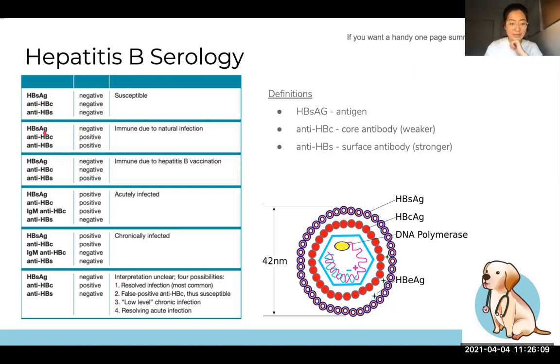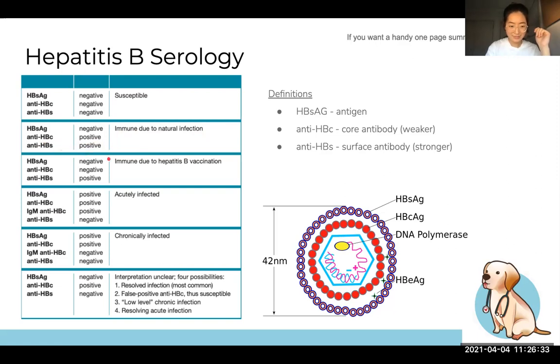Next one, we have a negative antigen, which means you are currently not infected. Our core antibody and surface antibody here are both positive, which means that you don't have the infection at the moment. However, you did have it in the past. And this is immunity due to natural infection because both your core and your surface antibody are positive.